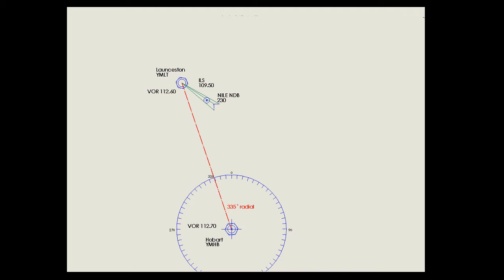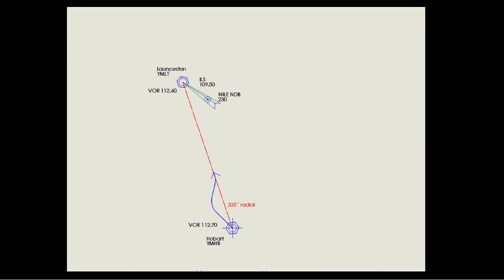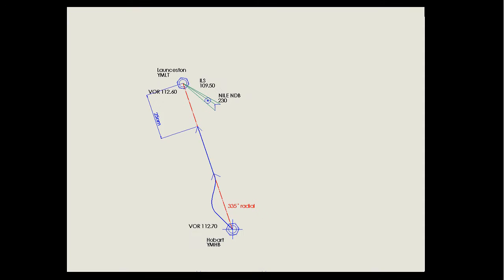I'm going to take off at a heading of 300 degrees and then turn right to intercept the 335 degrees Hobart radial. I will follow this course until I'm about 25 nautical miles away from the Launceston VOR, and I will know this because I'll have the distance readout in my cockpit, and I'll show you where this is displayed. At this distance, I will then make a right turn and track directly towards the Nile NDB.